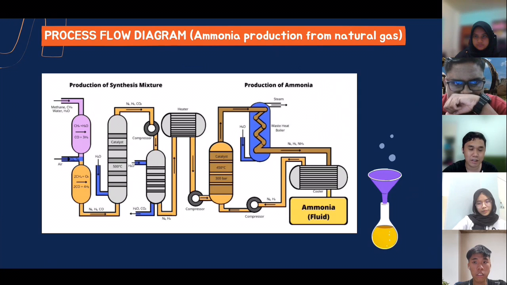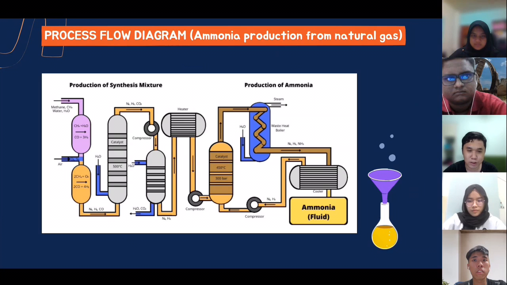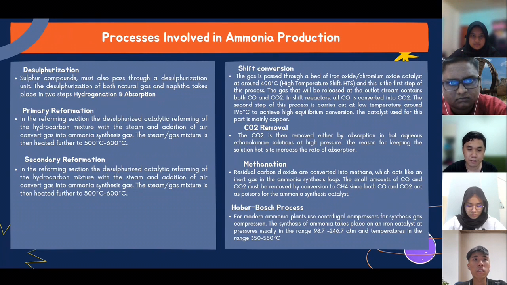And as you can see, there are various processes going through it to perform the production of ammonia, where first off, it goes off towards the production of the synthesis mixture, and then finally the production of ammonia. So there are various different steps in order to achieve this. We'll go over that in the next slide. So these are the processes that are involved in a short and explainable sense.